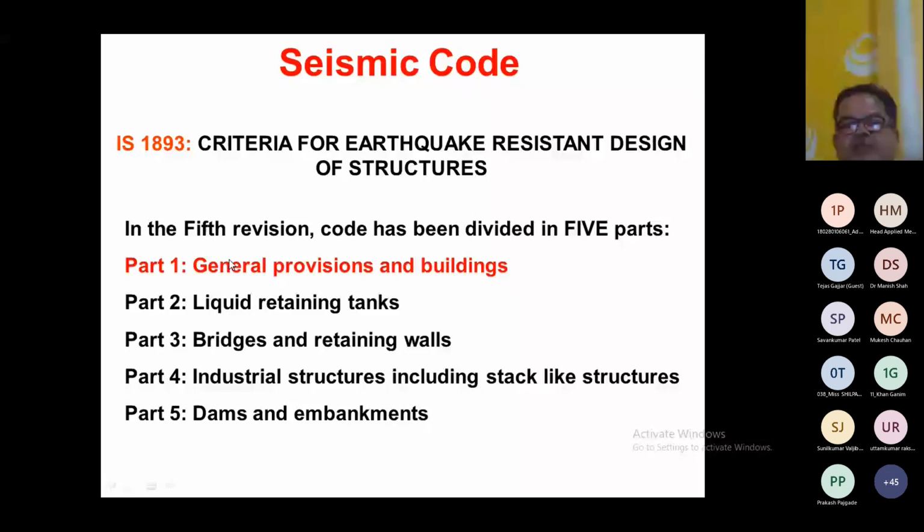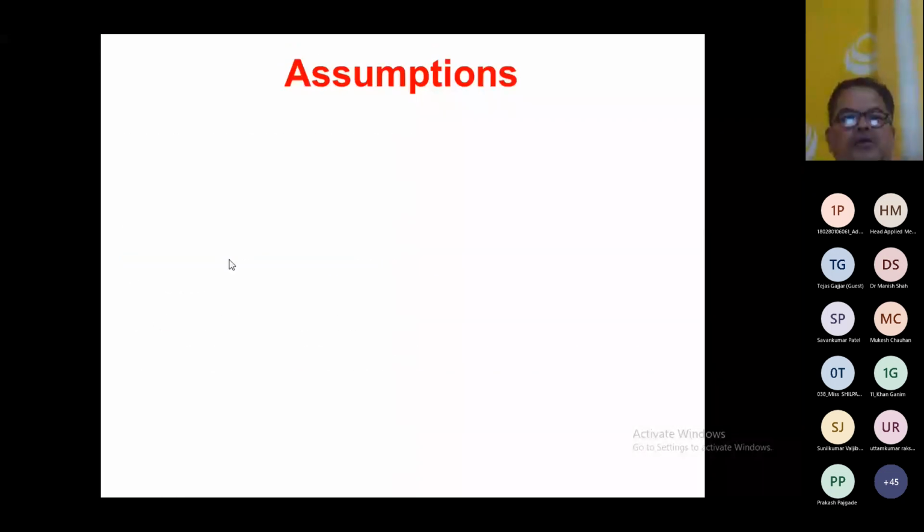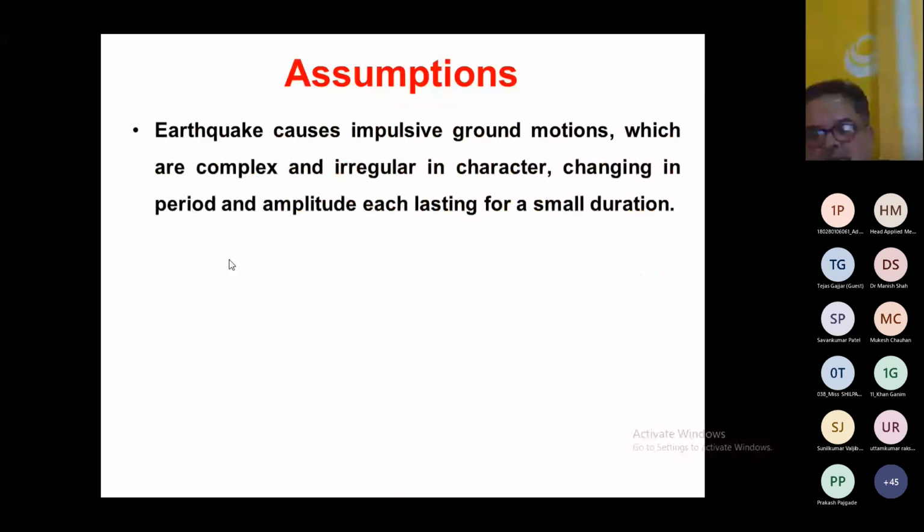The general provisions will also be useful, or you can refer to them in other codes also. Part 1 is generally made for buildings, right? So the general provisions will be applied to other structures also. So what are the assumptions? When we go for the code, it takes certain assumptions.